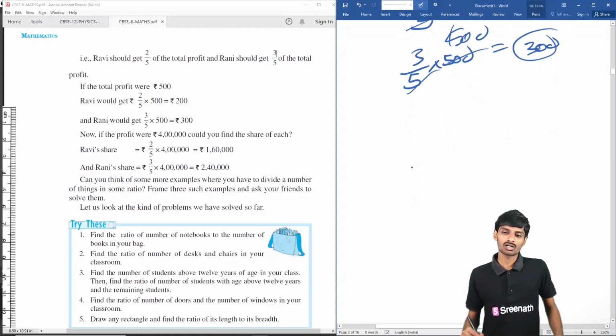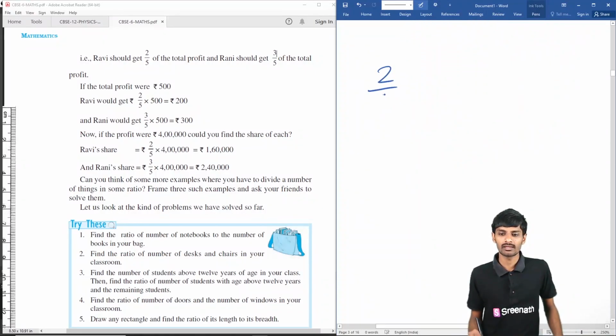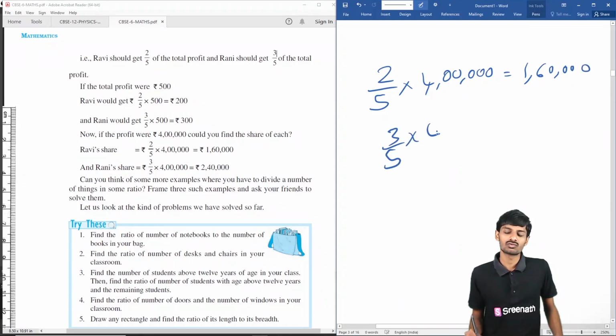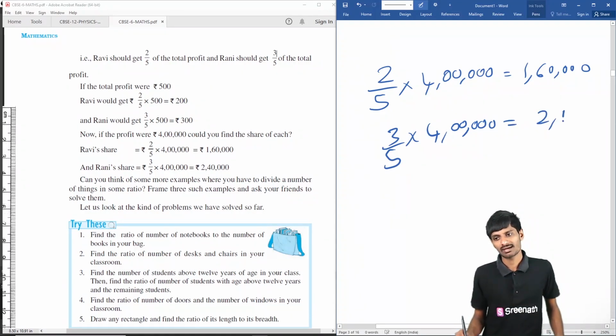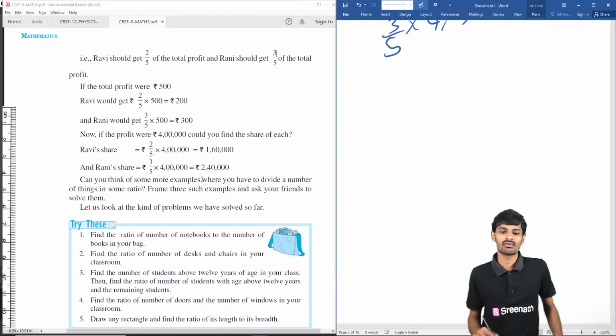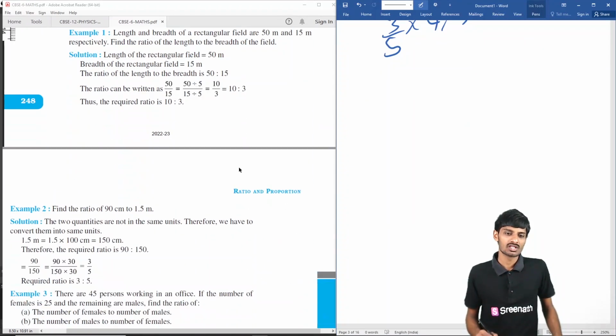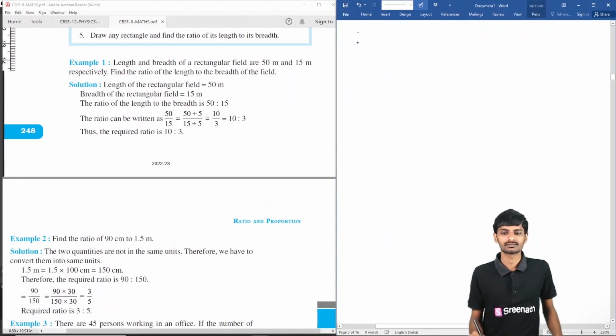But here they got a profit of 4 lakhs. So Ravi will get 2 by 5 into 4 lakhs, which is 1,60,000. Rani will get 3 by 5 into 4 lakhs, which is 2,40,000. So this is the way of doing the problem, students. So we'll solve some problems.